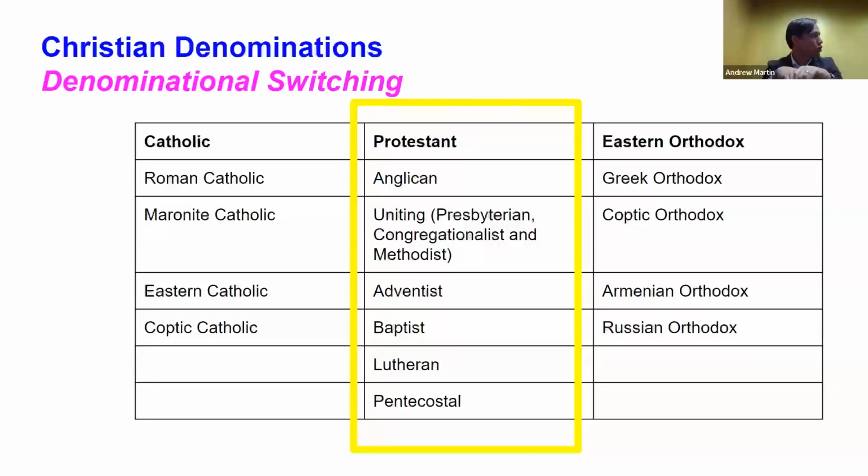Denominational switching is most common between Protestant denominations. So people leaving Anglican and joining Pentecostal, for instance, would be a very common movement. It's much less common for people to, say, leave a Greek Orthodox denomination and join an Anglican. It would only ever happen in the case of marriage, when sometimes people change religious tradition to match the tradition of their spouse.